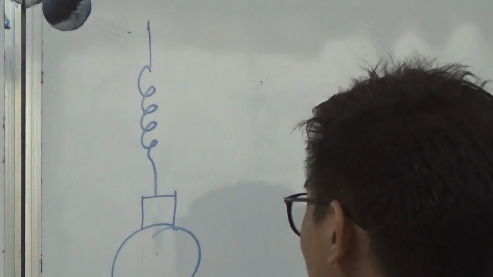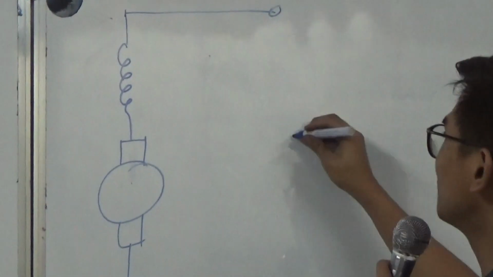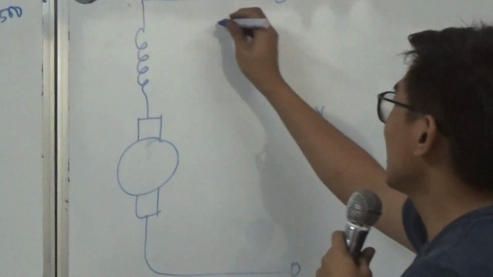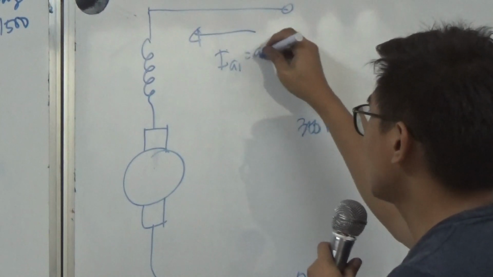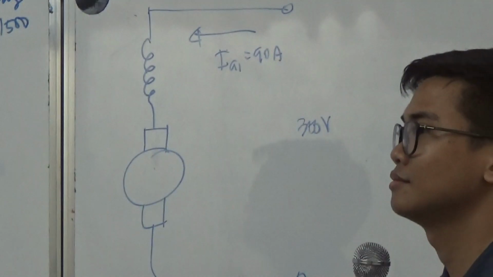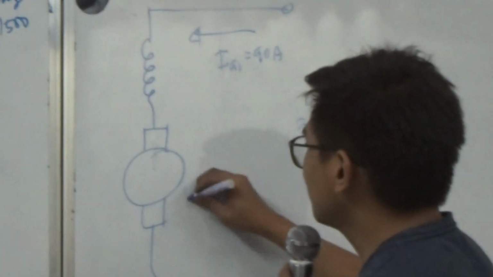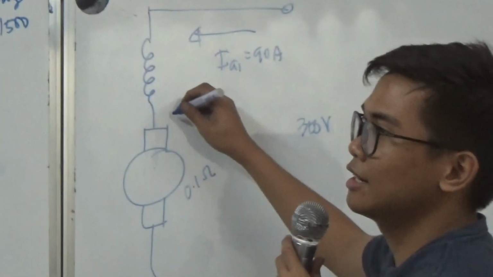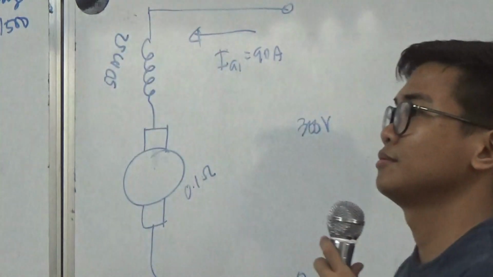Nag-collapse lahat eh. Collapse lahat. So, 300 volts, 90 amperes. So, si IA1, 90 amps. Armature resistance, 0.1 and 50 milliohms. No?